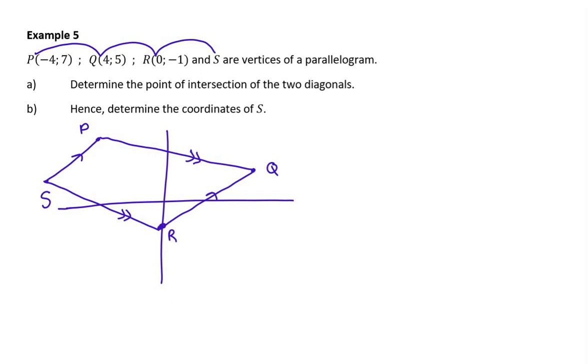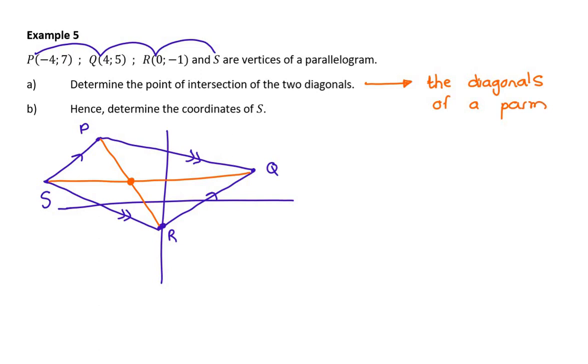Question A says, determine the point of intersection of the two diagonals. So that diagonal and that diagonal. So I want that point of intersection. Now this is a very, very important concept in a parallelogram, which is going to come up again and again and again. The diagonals of a parallelogram bisect. Probably the most important thing about a parallelogram. Remember we call a parallelogram a palm for short. The diagonals of a palm bisect.